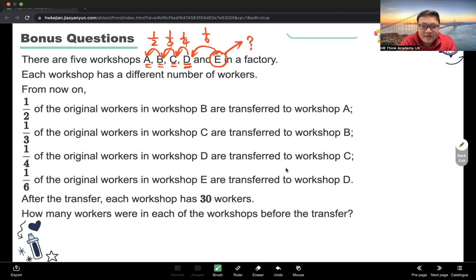Guys, if you find the number of E, you can go to D and C and B and A. Yes, Jaden, Mina, Rick, Yoon. Okay, guys, I think all of you got 36. And 36 is the original number of workers in workshop E. So how can you use that to get the number of workers in workshop D?